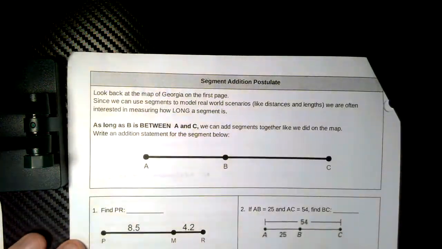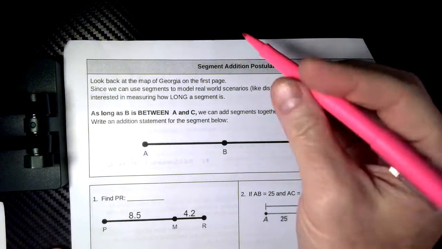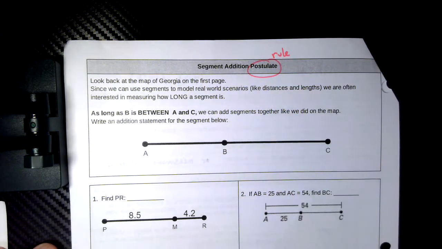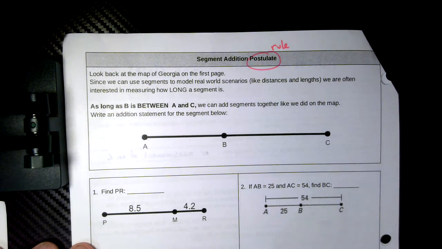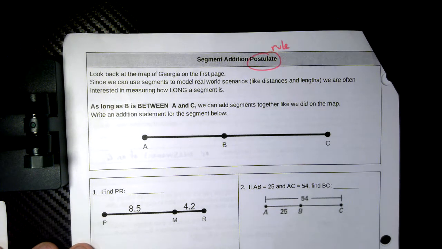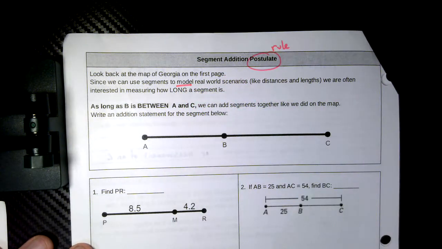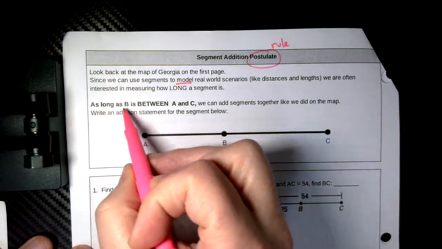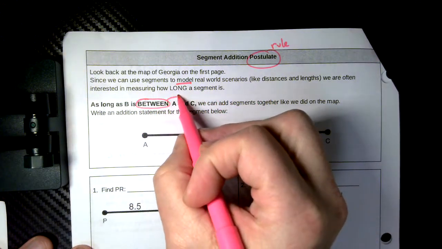All right, the segment addition postulate. Now, a postulate in geometry just means rules. So don't get thrown off by that. That just means it's a rule in geometry. Look back at the map of Georgia on the first page. Since we can use segments to model real world scenarios like distances and lengths, we are often interested in measuring how long a segment is. Now in boldface it puts, as long as B is between A and C.